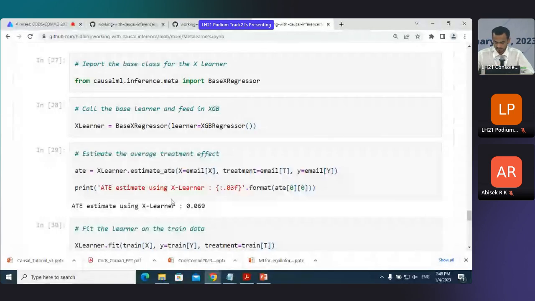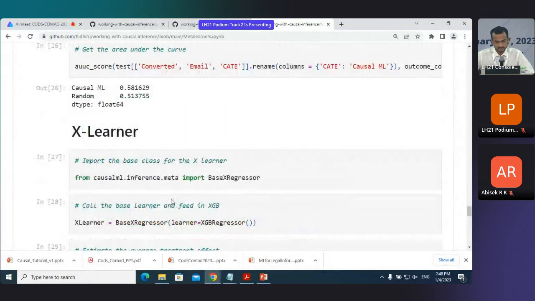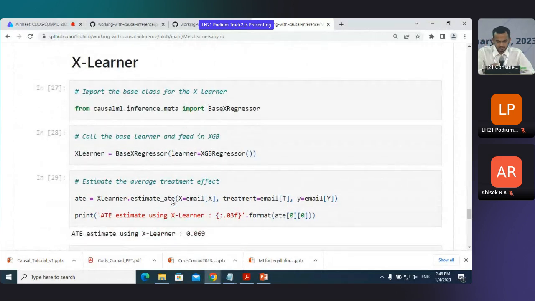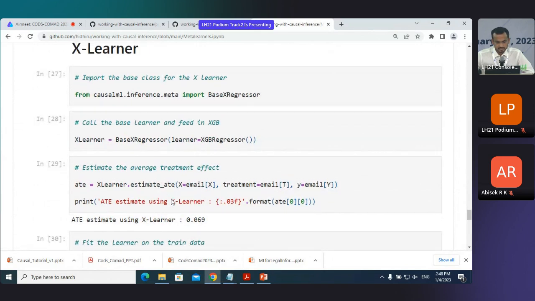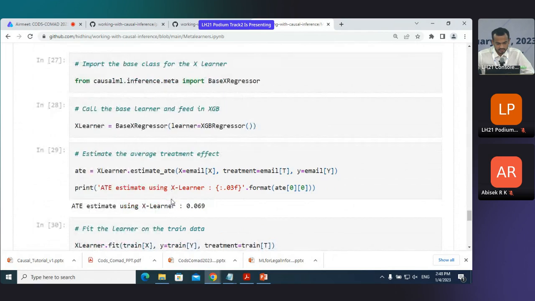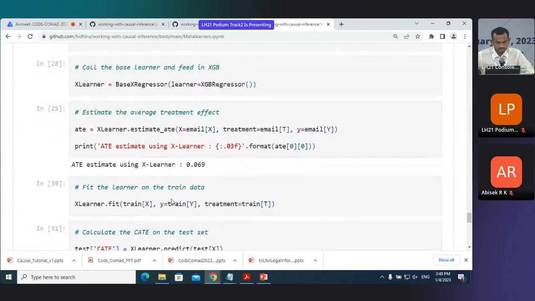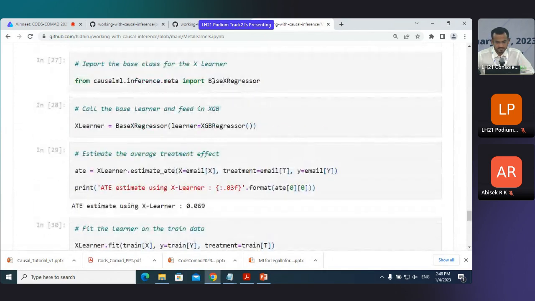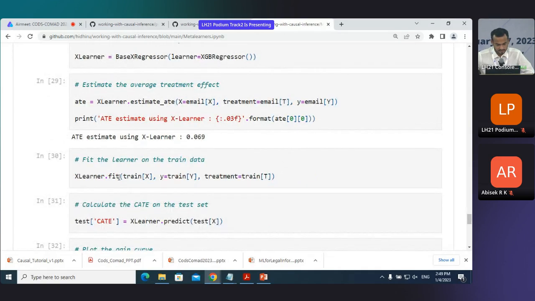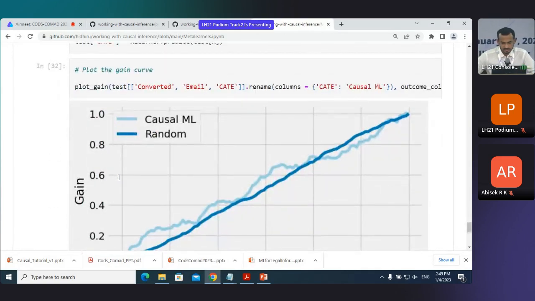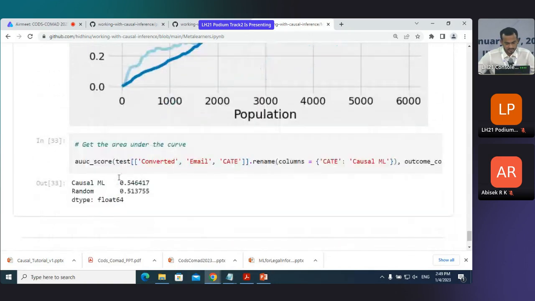The calculations are more involved here. The first stage is the same as the T-learner, and in the second stage it fits the treatment effects on the other data sets, and the results from there are used and weighted with the propensity scores to estimate the GATE. The process that we follow is similar. We call the base regressor here, for the X-learner it is the base X regressor. We pass in the XGBoost regressor, estimate the average treatment effect, fit on the training data, and estimate the GATE. We evaluate it with the gain curve and observe that the area under the curve is 0.54.